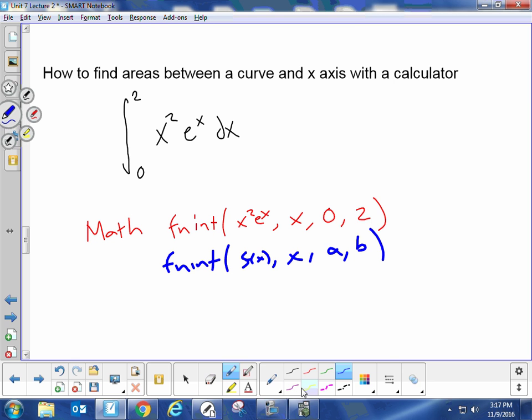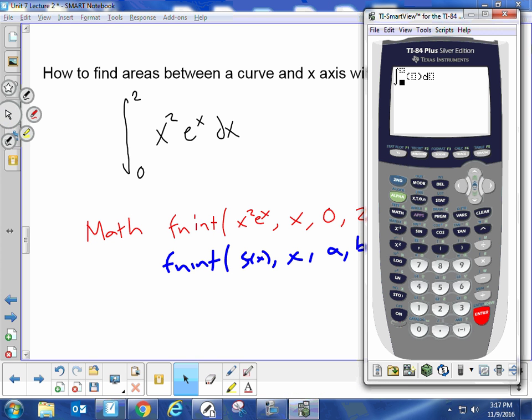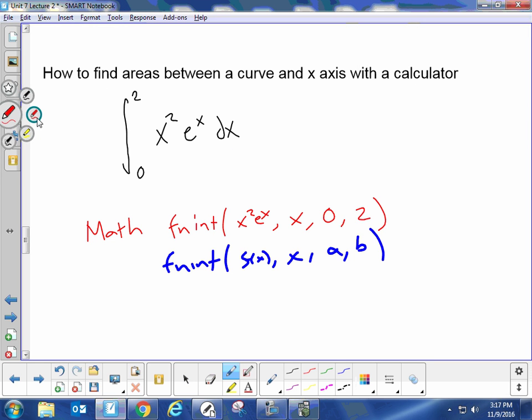Okay, everybody else? Piece of cake, 0 to 2 of x squared e to the x dx. And I get, oh gosh, 20.778. Did I?